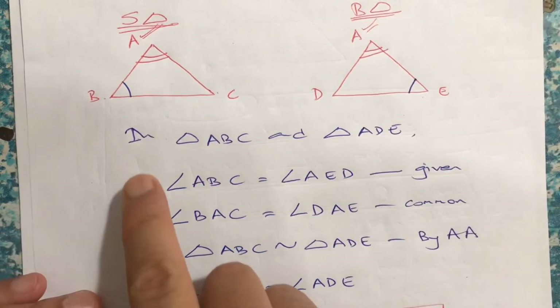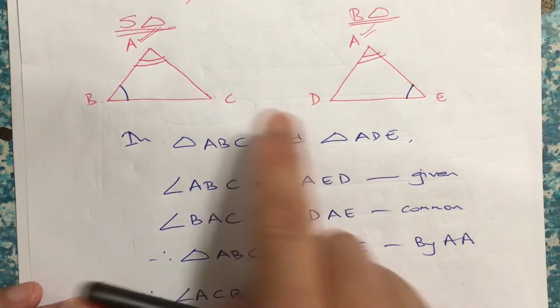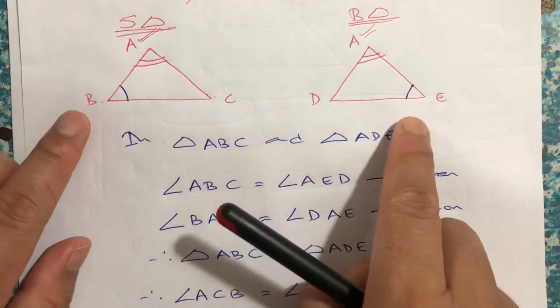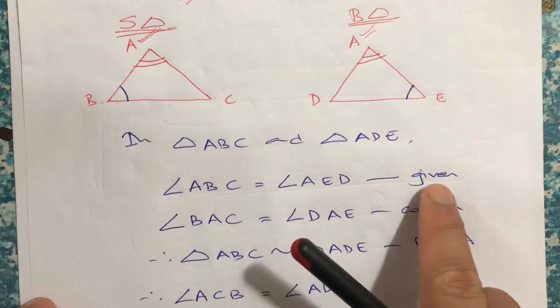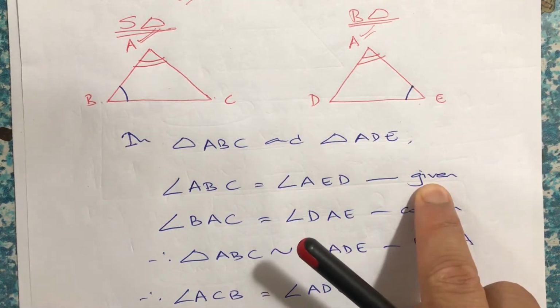So when I have to write, I write like this. In triangle ABC and triangle ADE, I first write the given one. So I write angle ABC is equal to angle AED, and I write at the side "given". You don't have to write anything else, you just have to write given. Why? Because it's already given to me in the question.